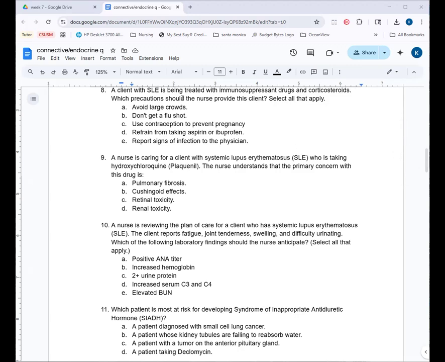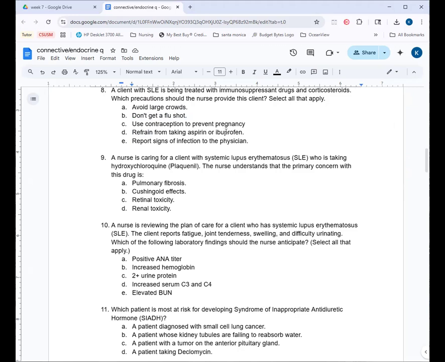Cool beans. So this one is A, C, and E, so you avoid large crowds, please. Use contraception to prevent pregnancy and report any signs of infection to a physician. For most people, getting the flu shot is recommended unless they have extreme immunosuppression. And it's actually recommended for them to take aspirin or ibuprofen as well, so not inherently refrain from it. It's not going to do anything bad. So yeah, no large crowds.